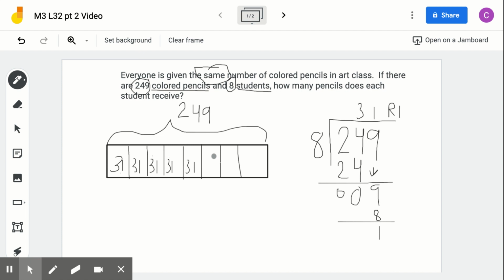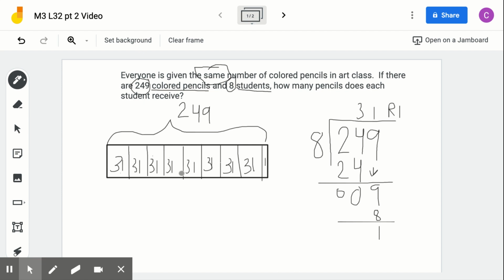I'm just going to finish filling my tape in. I could show that by showing one little sliver. So we know this whole tape equals 249. So every number in here has to add up to 249. So I can make one small group with a 1 in it.